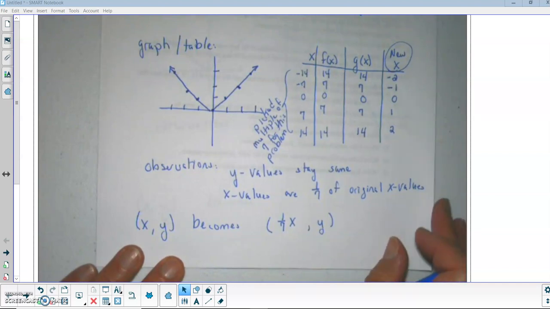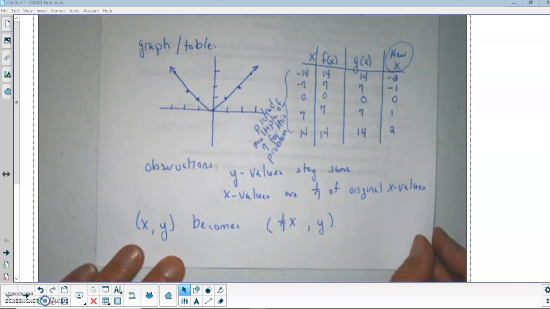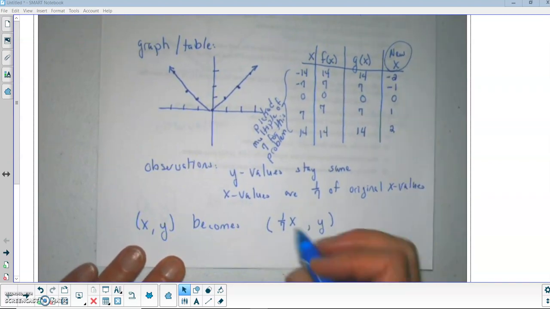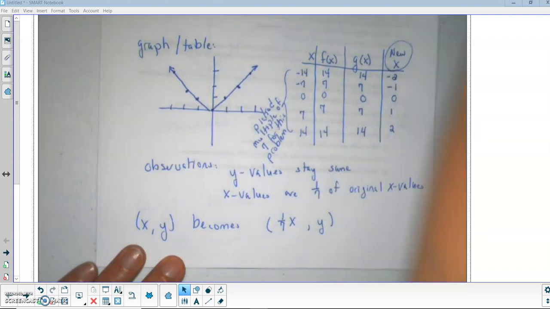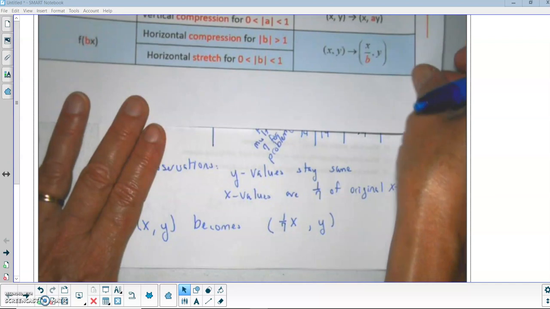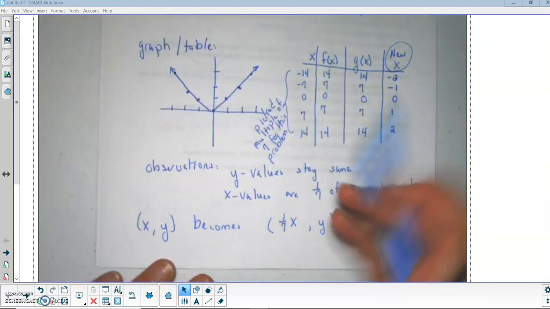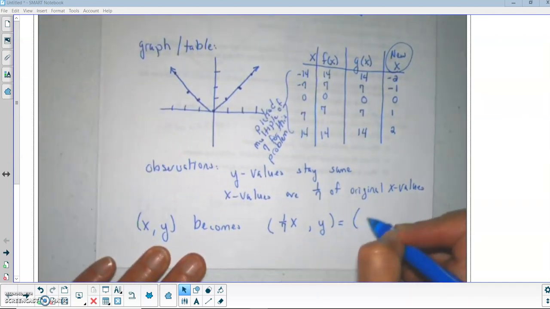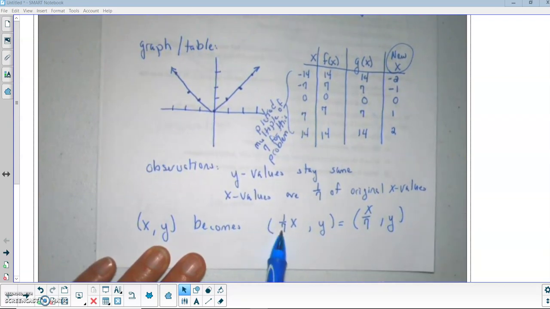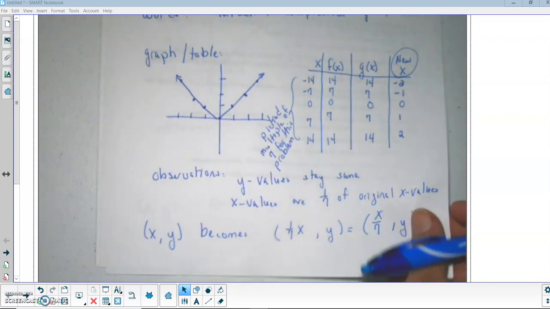Last one is a horizontal stretch. Oh, sorry. Let me get this so that it matches up with your notes. In your notes it says x over b. Well, the b is 7. So this is equivalent to x over 7. Sorry to confuse you. So 1/7 is the same thing as x divided by 7. Matches your table a little better that way.